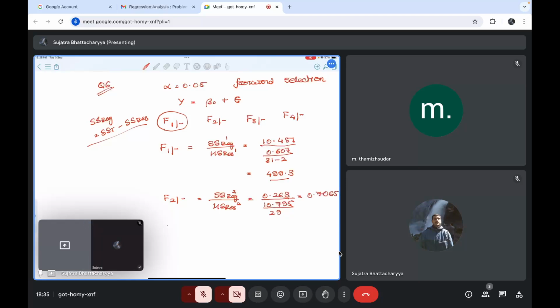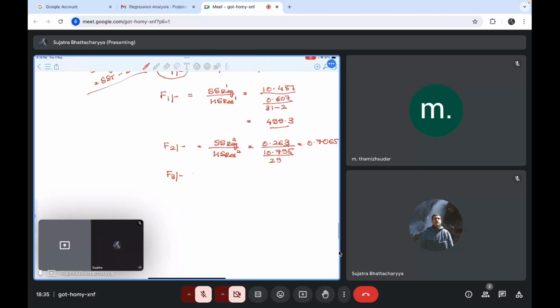This gives you 0.7065. F3 in the presence of nothing. Same definition, SS regression of 3 divided by MS residual of 3. So this gives you actually 0.395 divided by 0.367. Okay, so it's roughly 1.074. And finally, F4 in the presence of nothing. The last possibility, SS regression of 4 divided by MS residual of 4. This gives you 9.536 divided by 0.052, and it is 183.3.